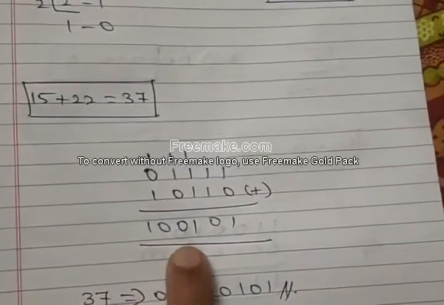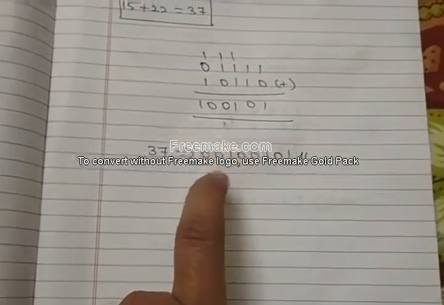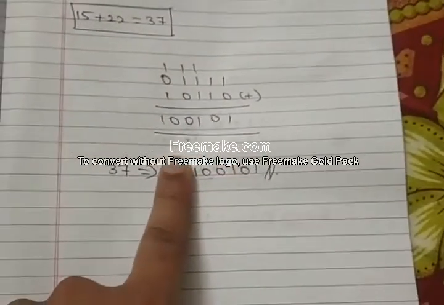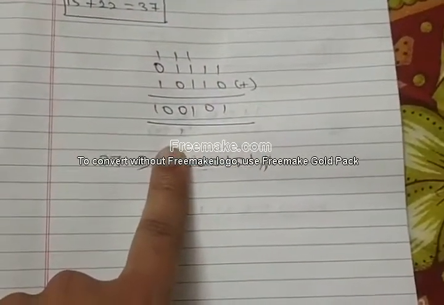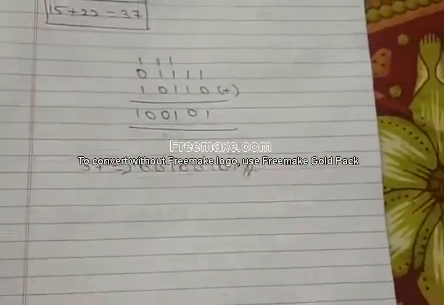So 1 0 0 1 0 1. So the answer for 37 is 1 0 0 1 0 1. But we have to add 2 more zeros to make it 8 bit. Okay.